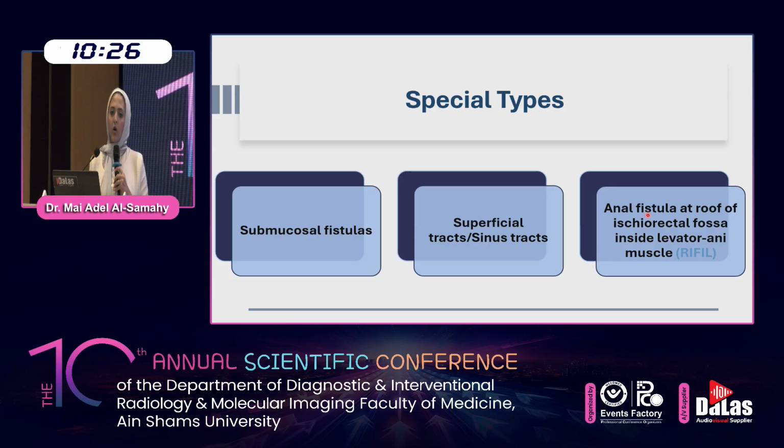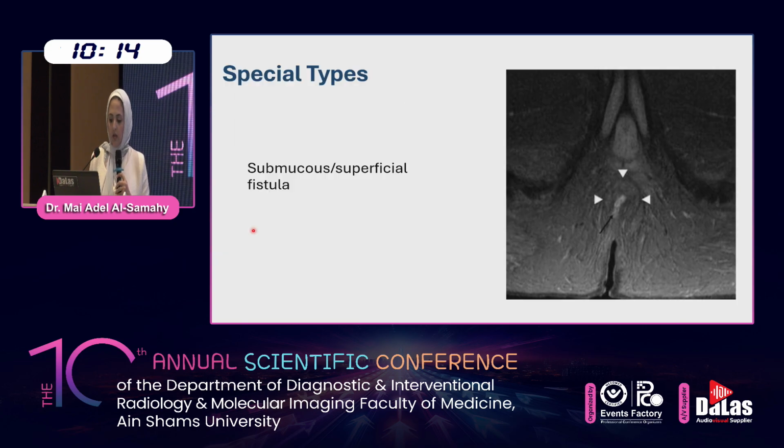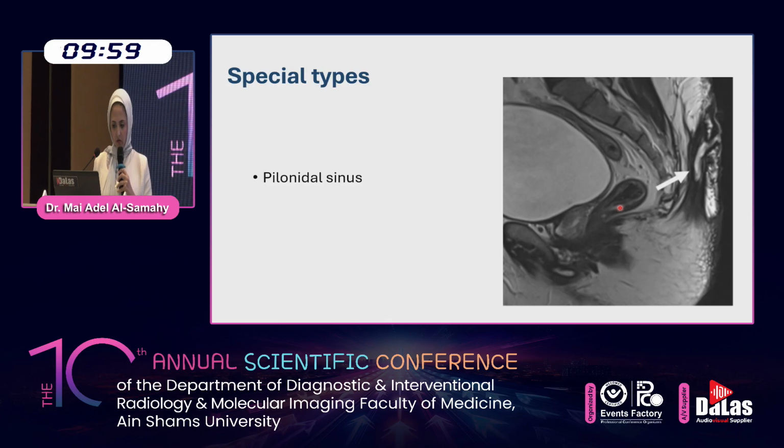Now we're focusing on the primary role of my presentation, talking about the special types which are not recognized within the Parks and St. James classification. The first of such types is submucosal fistulae. Submucosal fistulae are actually superficial fistulae whose internal opening is very low in the anal canal, so that it doesn't pierce the internal or the external anal sphincter, and it courses a short course after which it opens into the perianal skin.